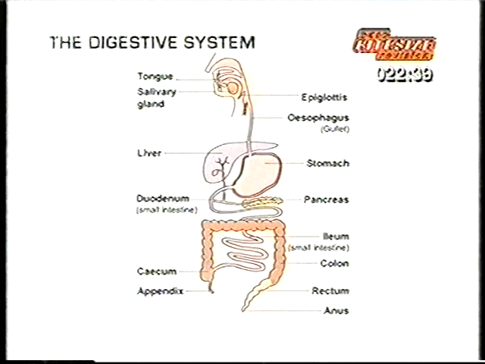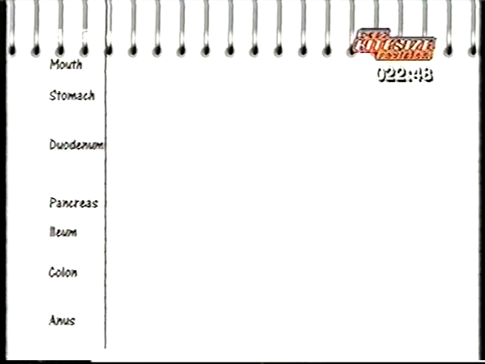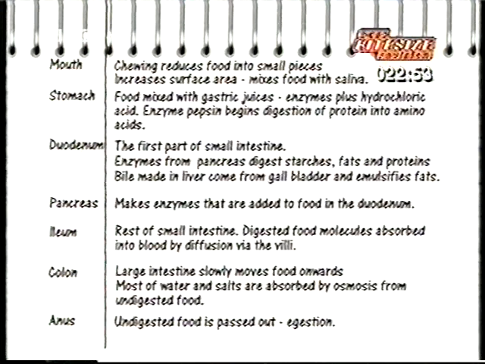If you need some more help, here's a diagram of the human digestive system. You can also find it in the biology section of the GCSE Bitesize website. By now, your completed table should look something like this. Food enters the mouth, where chewing reduces it into small pieces, increases its surface area and mixes it with saliva. In the stomach, food is mixed with gastric juices containing hydrochloric acid and the enzyme pepsin, which begins to break down the proteins.